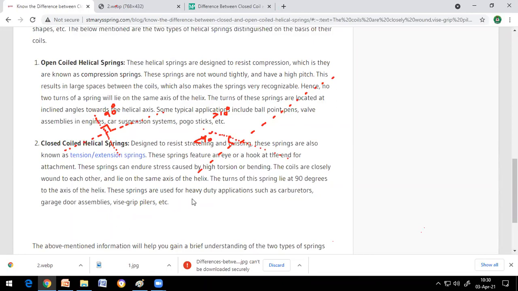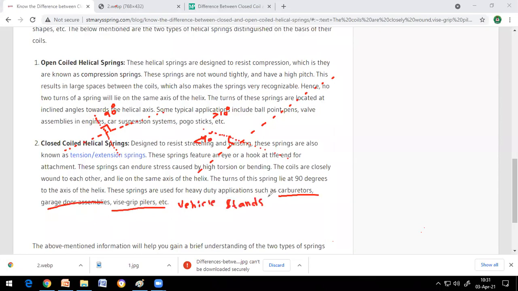These springs are used for heavy duty applications. Such as where we are going to use these kind of springs, closed coil helical springs we are going to use majorly in carburetors. Ekkadenti carburetors ante it will be in a mechanical spare parts anamata, and garage door assemblies and vice grip pliers. Not only that, even vehicle stands దగ్గర కూడా యూస్ చేస్తాం, vehicle stands.